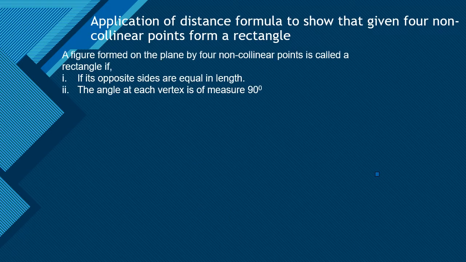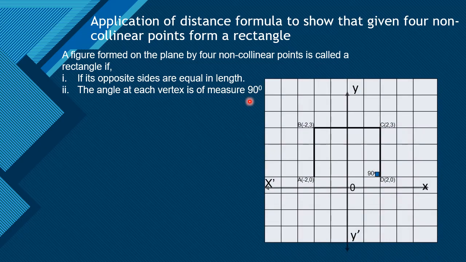Now students, let us see how to apply the distance formula to show that the given 4 non-collinear points form a rectangle. Let us first see the definition of a rectangle. A figure formed on the plane by 4 non-collinear points is called a rectangle if its opposite sides are equal in length, and secondly, the angle at each vertex is 90 degrees. So let us solve an example to verify this.